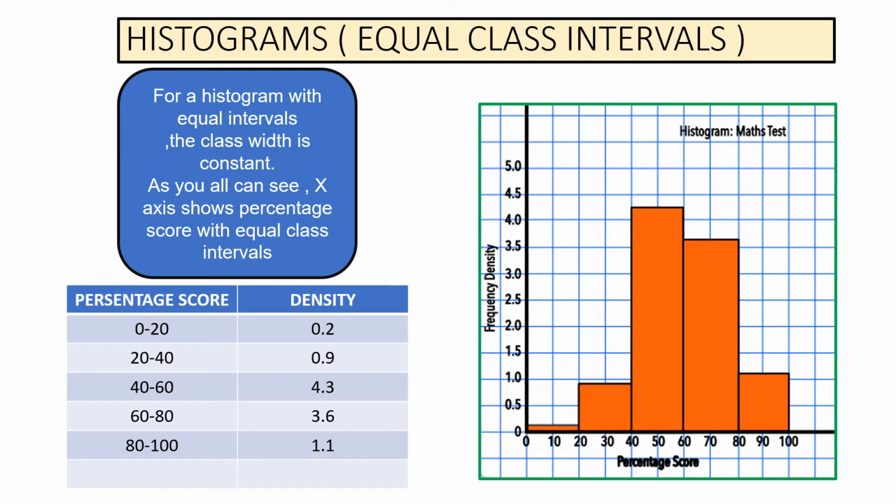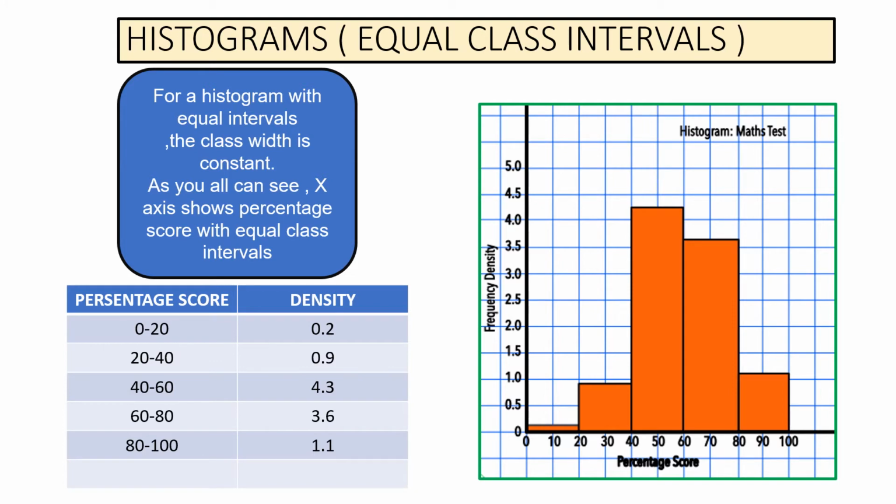So we are going to plot 0.2 over here and draw a rectangle from 0 to 20 till the 0.2 point, which will represent the area of that rectangle. That is the first percentage score. Next comes 0.9. From 20 to 40 it is 0.9, so we mark 20, 0.9. In a similar way, 40, 0.9, draw a rectangle by stretching a line, and in a similar way the 20 to 40 area has been created.